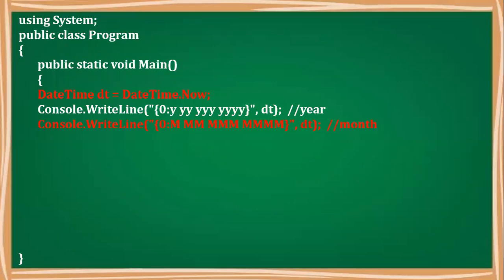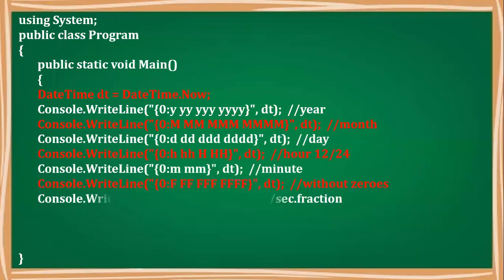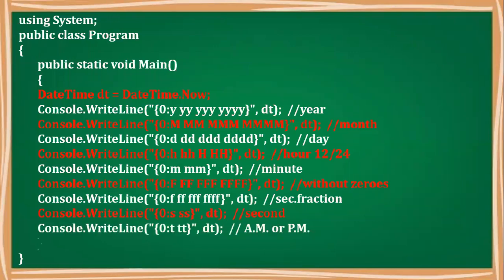So these are the formattings. Just line by line, you need to concentrate. We are going to DateTime. So the object we have created is dt, a user-defined name, and we are initializing it with the static Now property, DateTime.Now. That is the rule, you know that.